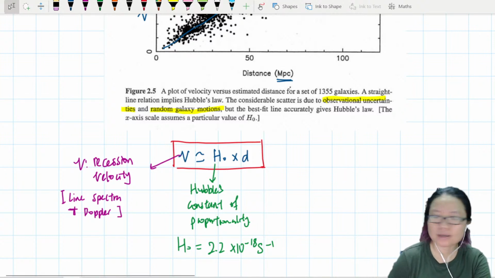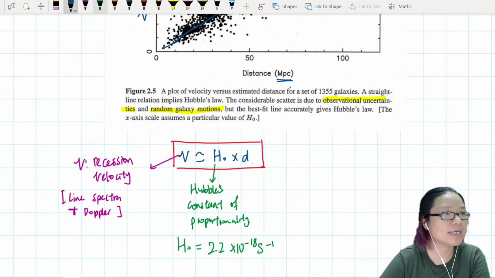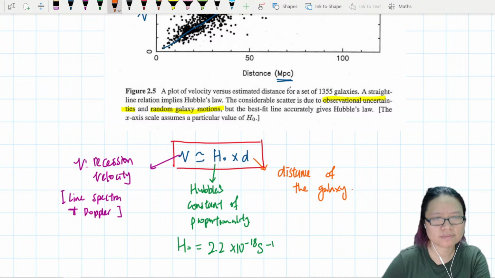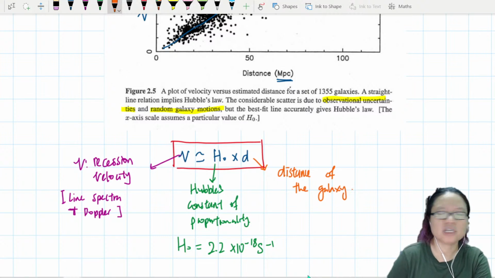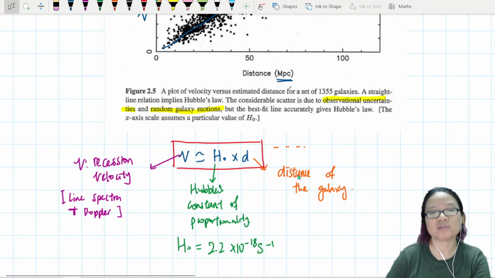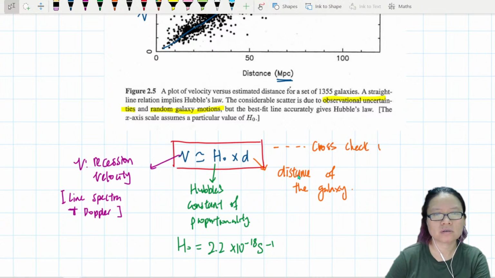Anyway, d here is the distance of the galaxy. So we can use this to double check, because we can use this equation to find the distance of the galaxy. And then we can use this to cross check with standard candles. Remember, we did the standard candle, the Cepheid variable thing? We can use this to cross check with standard candles.